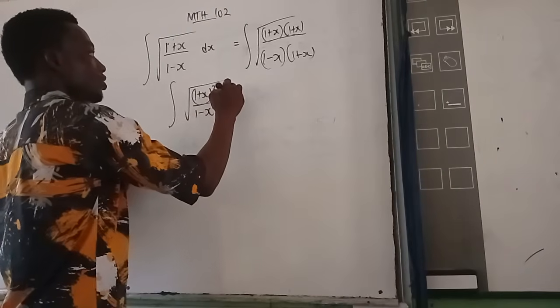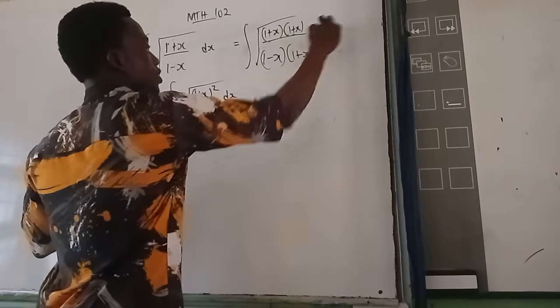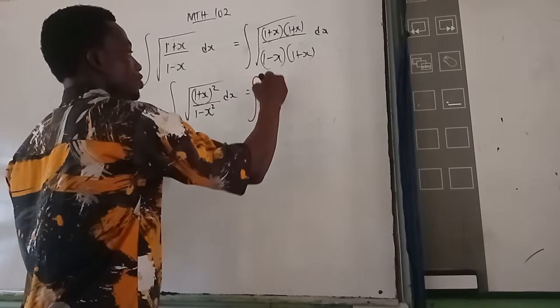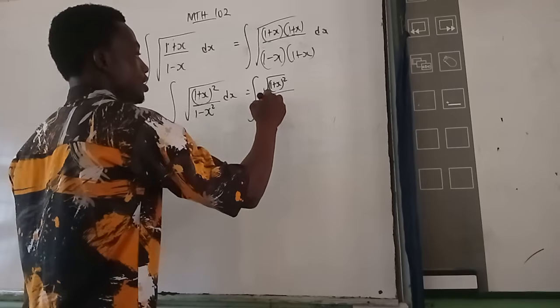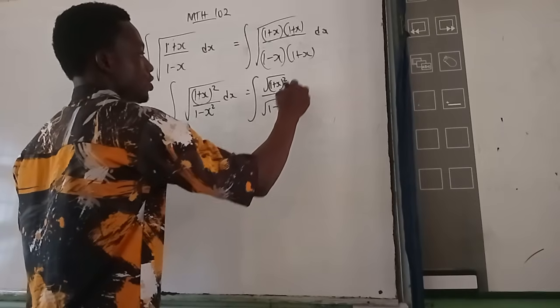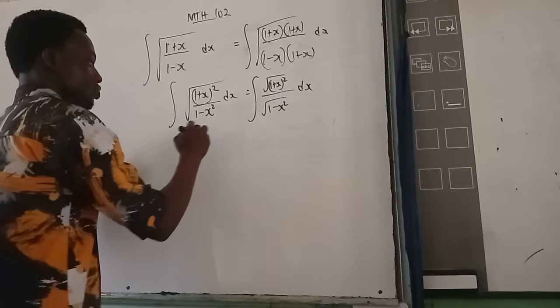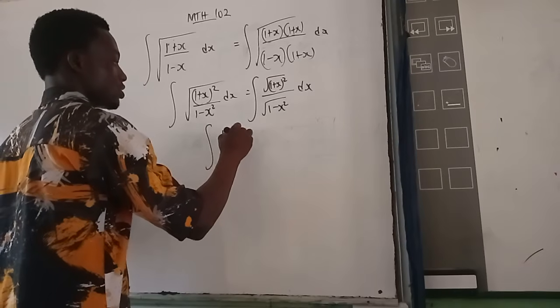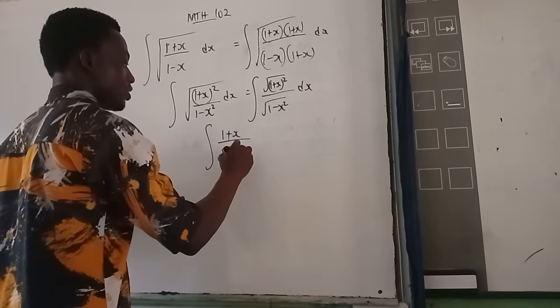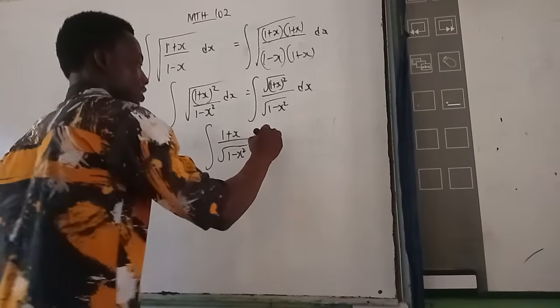So for the numerator, dx. So this guy gives us integral of what? Root 1 plus x square divided by root 1 minus x square dx. Here the square cancels, so the question becomes integral of what? 1 plus x over root 1 minus x square dx. Are we together?